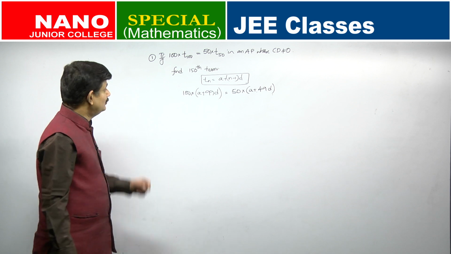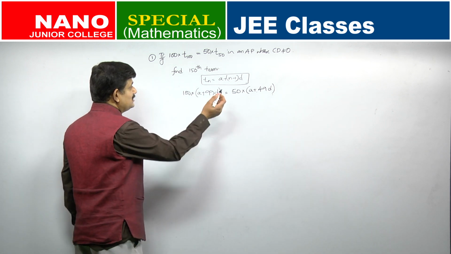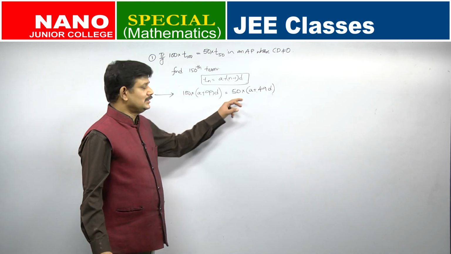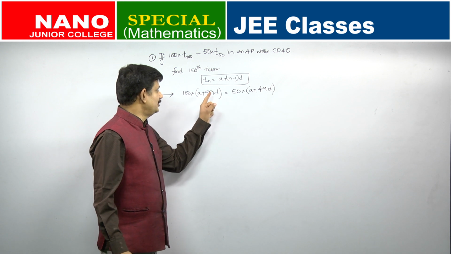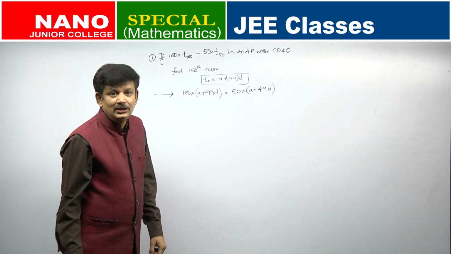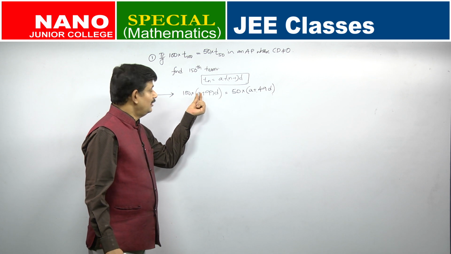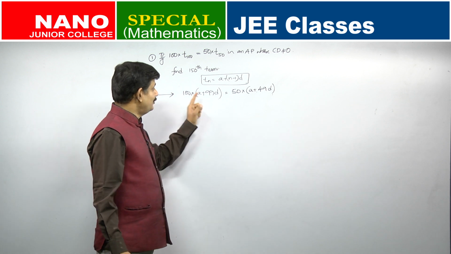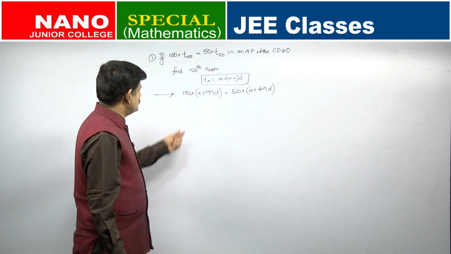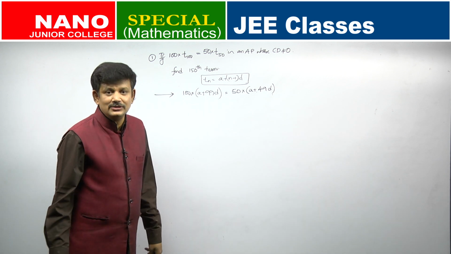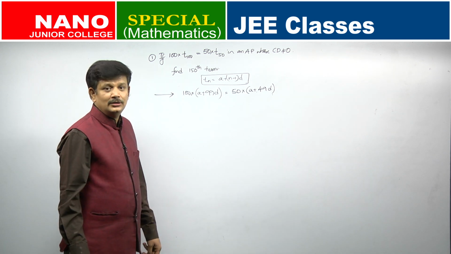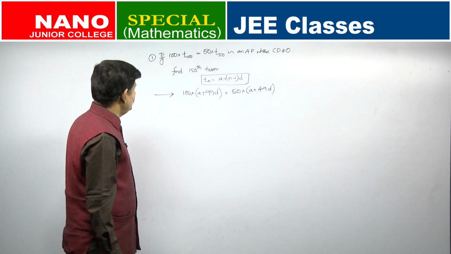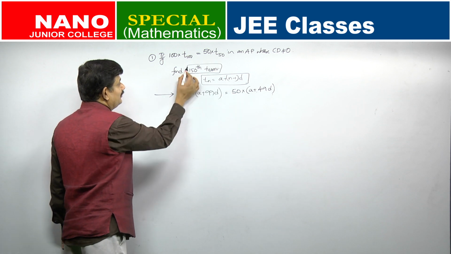What is being asked? The 150th term. See, what is the beauty of this question? There is only one equation given to you in terms of two variables, a and d. Is it possible to find the values of a and d from this equation? No, absolutely not. So, without solving for a and d, you should focus only on finding the 150th term.